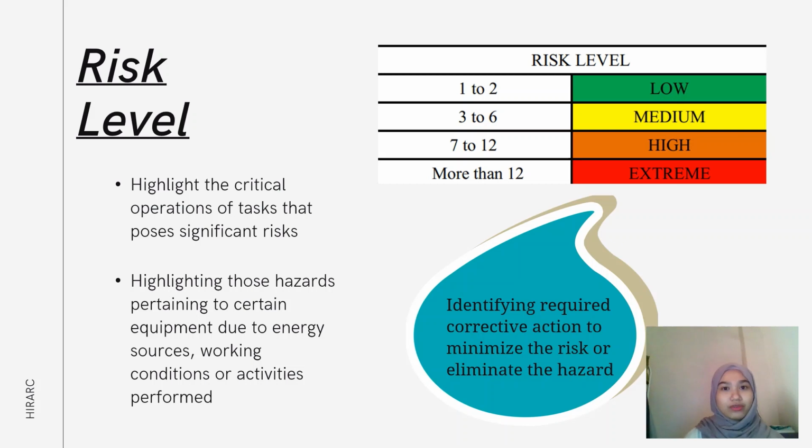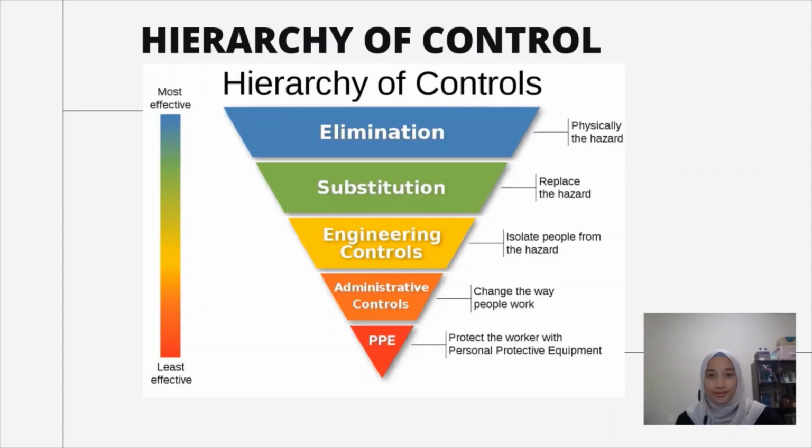The purpose of doing hazard identification and risk level is to highlight the critical operations or tasks that pose a significant risk, and to highlight those hazards pertaining to certain equipment due to energy sources, working conditions, or activities performed in a work site. The selection of hazard controls must consider the short and long-term control.